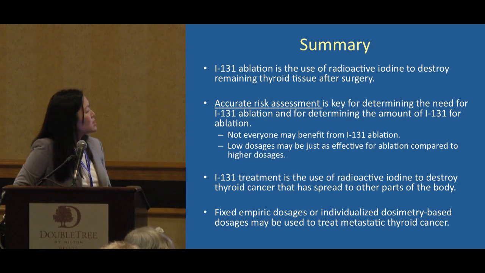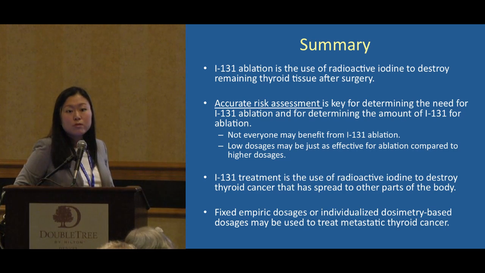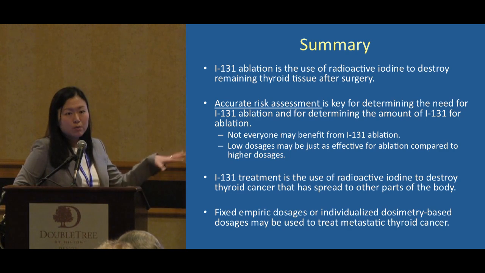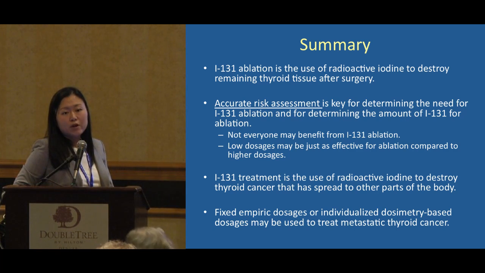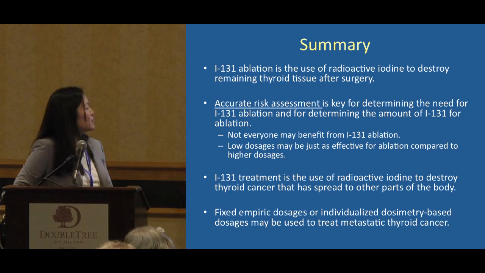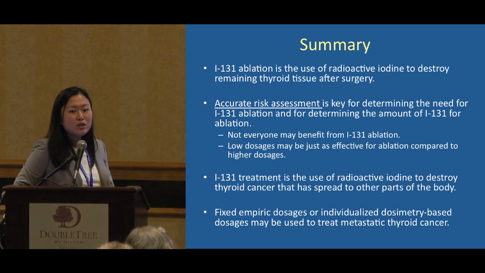And then I-131 treatment is using higher amounts of radioactivity to treat patients who have thyroid cancer that's gone to other parts of the body. So these patients need higher doses. And in order to figure out what their dose is, we still don't know what the best method is. We can do a fixed empiric dosage where we decide based on the pattern of disease spread. Or the other option is that we try to individualize the dose of radioactive iodine by doing some sort of dosimetry study to figure out the maximum amount of radioactive iodine that can be given to the patient safely. That's it. Thank you so much. And if you have any questions, at this point, we're going to discuss. Yes.